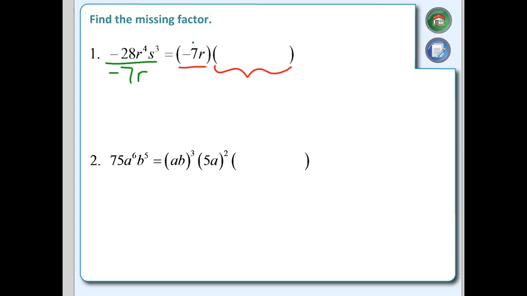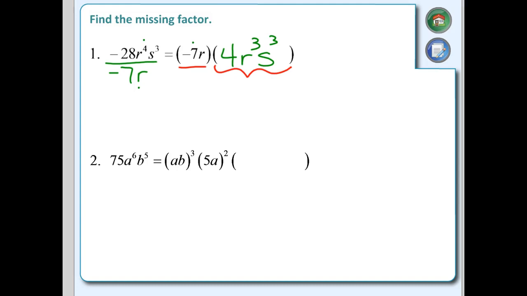So let's see what happens here. Negative 28 divided by negative 7 is positive 4. If I look at the r's, I've got r to the 4th divided by r. 4 minus 1 is 3, so we've got r cubed, and s is all alone, coming along for the ride. Now, a good way to check is to multiply them and see if you get negative 28r to the 4th s cubed back.